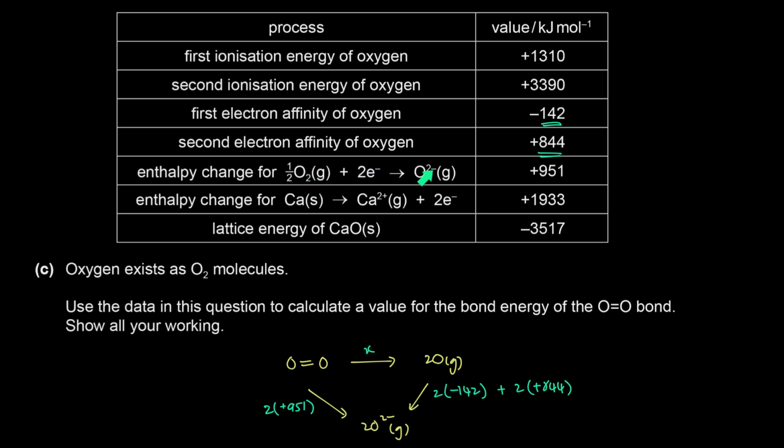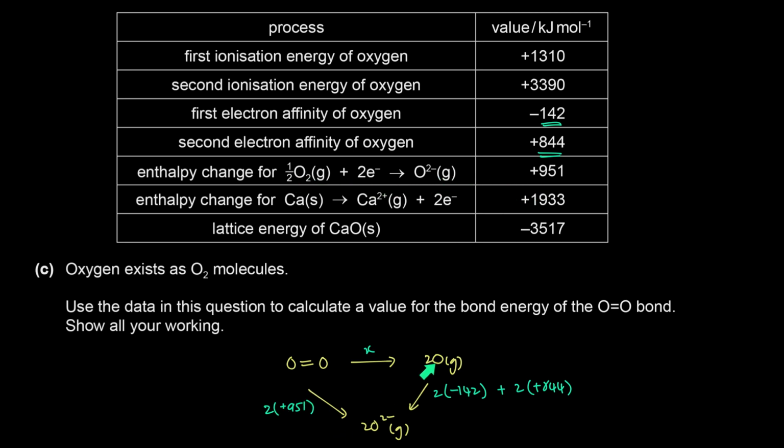Now in the table, they've given us enthalpy changes corresponding to the formation of the oxide ion. They've said that the enthalpy change for formation of the oxide ion, that is, if we form the oxide ion directly from oxygen gas, 1 mole of oxide ions requires positive 951 kilojoules per mole. Now in this case, since we're forming 2 moles of oxide ions, we're forming 2 moles of oxygen atoms in the bond enthalpy. We have 1 mole of oxygen gas. We'll have 2 times positive 951.